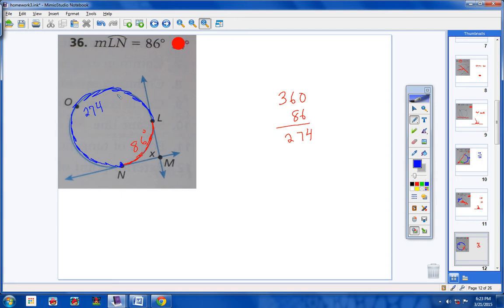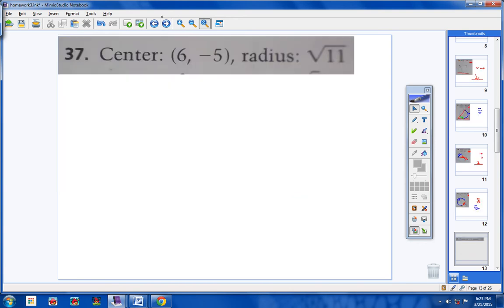So now that I know the length of these two arcs, what did I tell you to do? You subtract and divide by 2, and you'll get this angle right here. So 274 minus 86, and then divide that by 2, and you'll get the answer, which is 94 degrees. Alright? Okay, moving on to numbers 37 through 40.